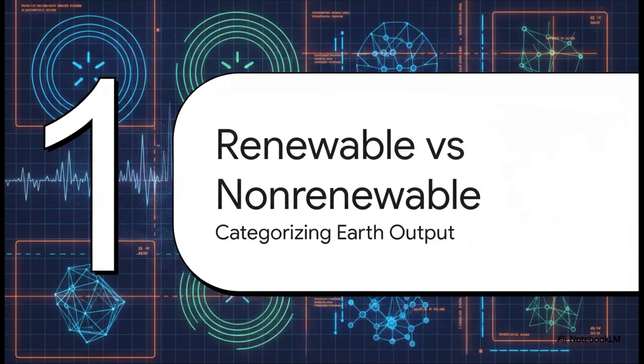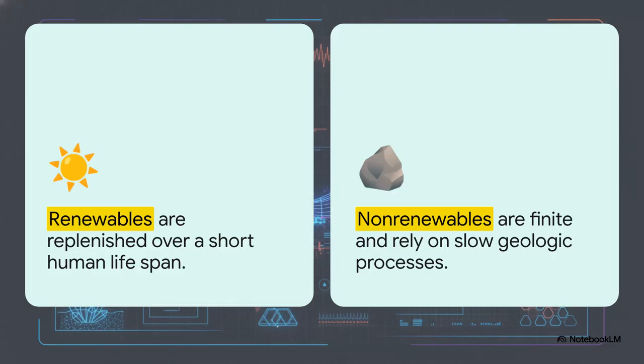Starting with Section 1, renewable versus non-renewable resources, categorizing Earth's output. So to really understand our planet's resources, we first got to look at this massive contrast in timelines. You've got non-renewable resources, things like gold, coal, and oil. These rely on unbelievably slow geologic processes. I mean, they are completely finite within human timeframes. Basically, it's legacy energy and material left over from ancient geologic history.